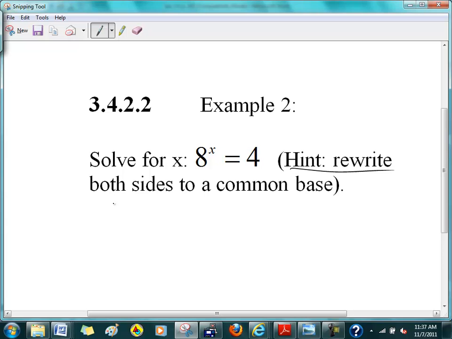Okay, so follow the hint, okay? Follow the hint. So it's telling you to rewrite to a common base. What do you think is the common base between 8 and 4? 2. So does everybody understand this becomes that? And this guy becomes, so 3x equals, and x equals 2 over 3.